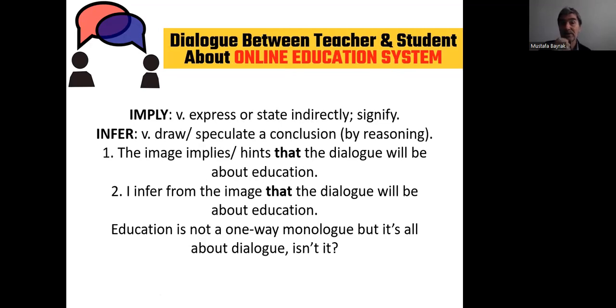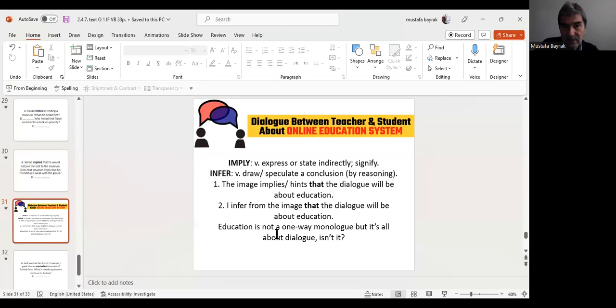Okay? For example, the image implies or hints that the dialogue will be about education. Okay. I infer from the image that the dialogue will be about education. Is it clear? Yeah. The image itself implies, hints that the dialogue will be about education, but I infer from the image that the dialogue will be about education. Education is not a one-way monologue, but it's all about dialogue, isn't it? Yes, in fact, it is all about dialogues. Let's make them plural. Education is not a one-way monologue, but it's all about dialogues.